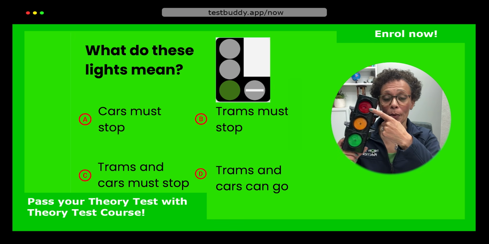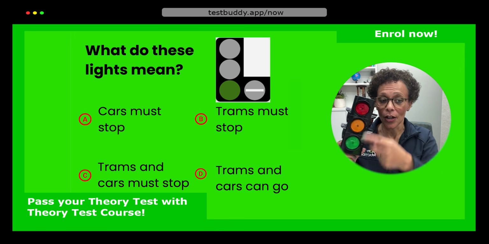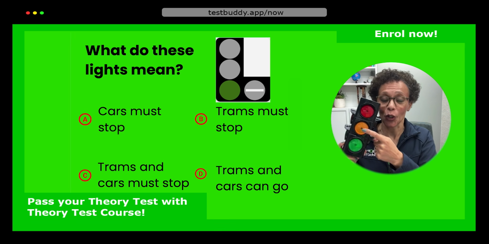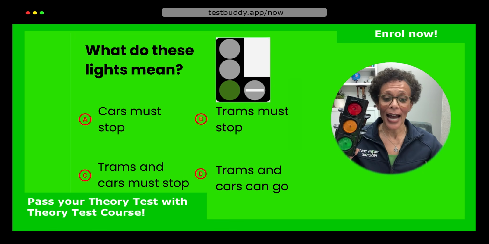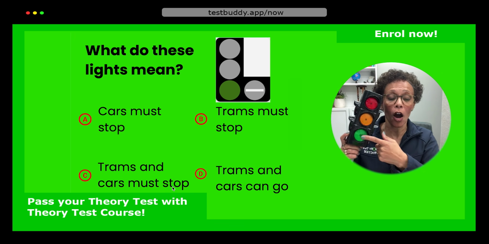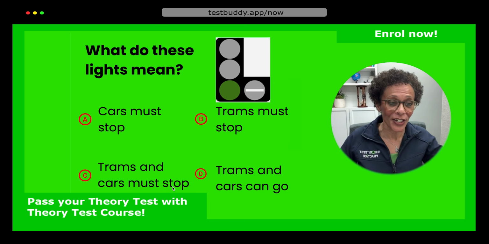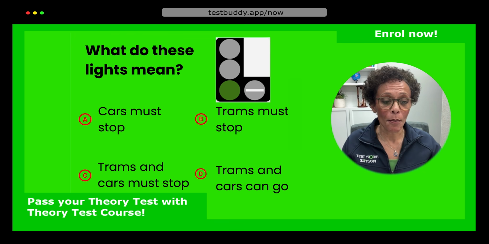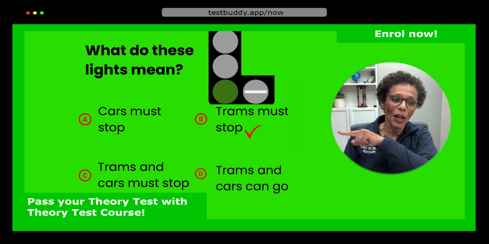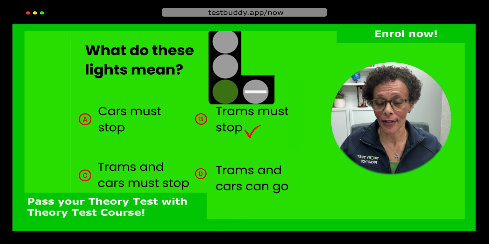Red means stop and wait. Red and amber together means stop and wait until it changes to green. Green is go if it's safe, amber is stop if it's safe, and red is stop and wait. So green means go. So the answer is not cars must stop or trams and cars must stop. That can't be the answer because cars are allowed to go on green. Now next to the green light you can see there's a line going across like that. Now that line is for tram drivers to read, and it means that tram drivers must stop. If the line goes across like that, it's telling tram drivers to stop. If the line goes up and down, it's telling tram drivers that they can go.